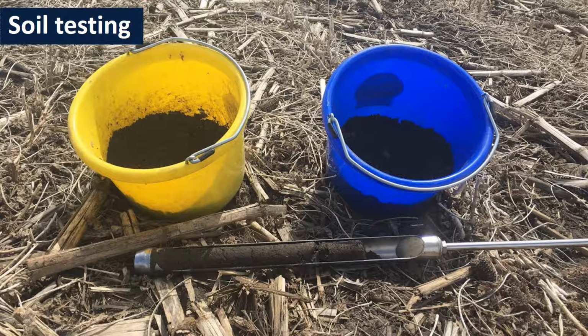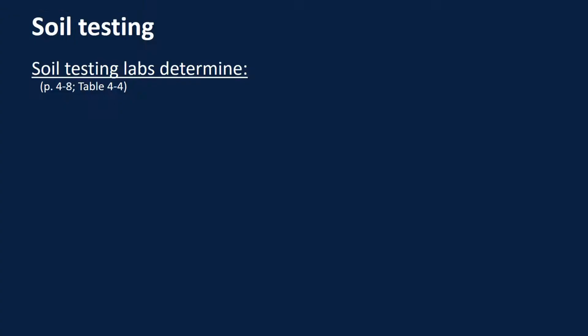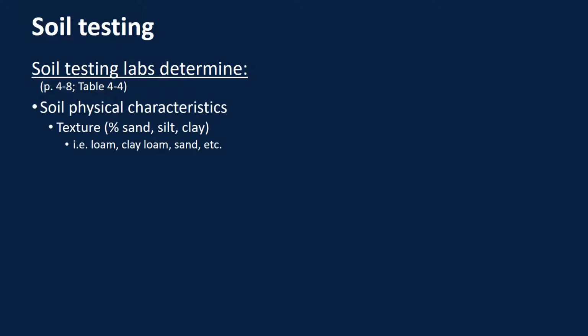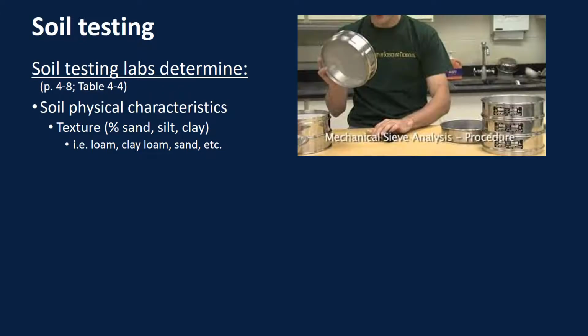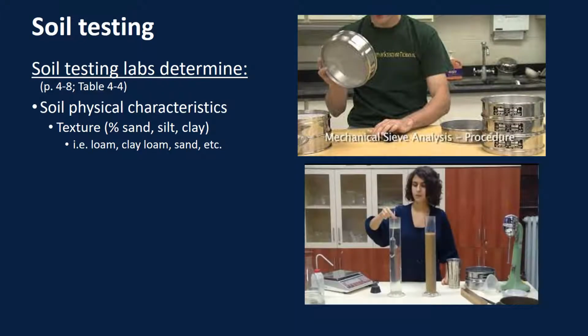First of all, we're going to touch on soil testing and how soil testing can help us improve the production of our plants, our gardens, our flowers, trees, and shrubs. The first thing to do, and we've talked about this a little bit, is that soil testing labs determine several different factors. One of them is soil physical characteristics. They determine texture, the amount of sand, silt, and clay. Then we can use that information to determine if it's a loam, a clay loam, a sandy soil, of that nature.